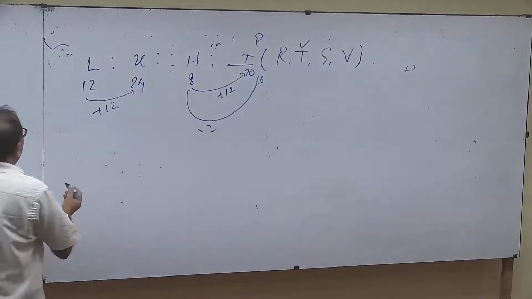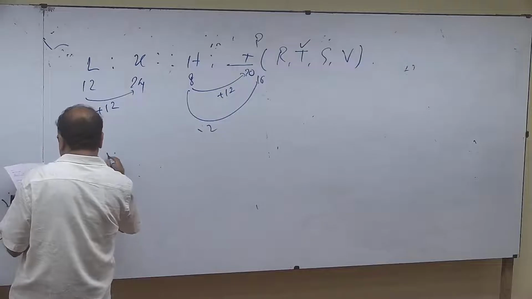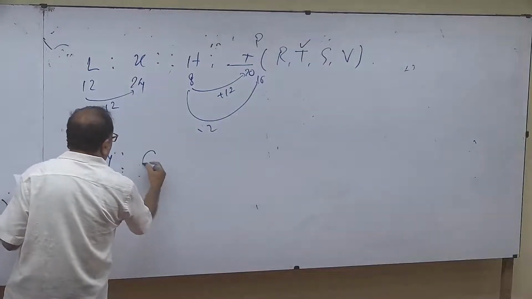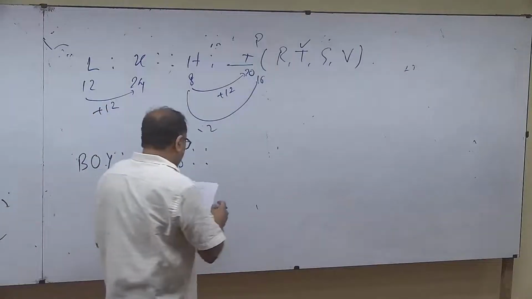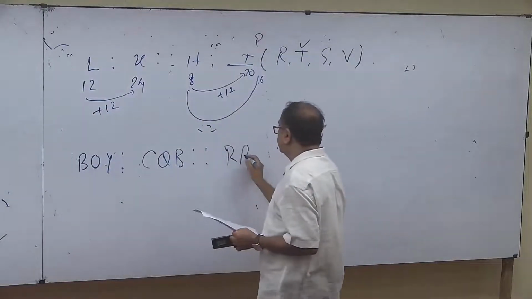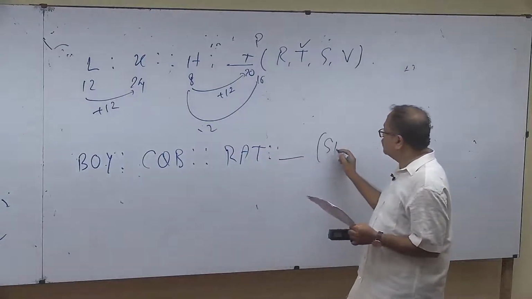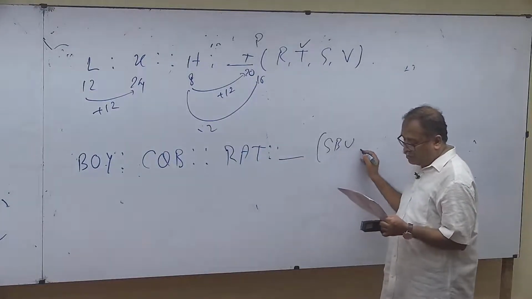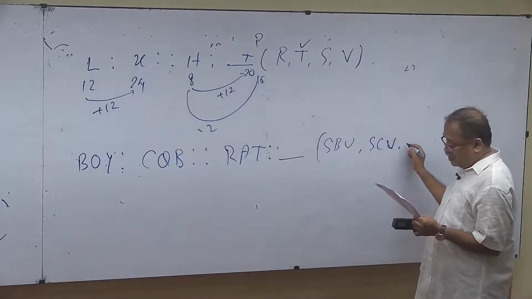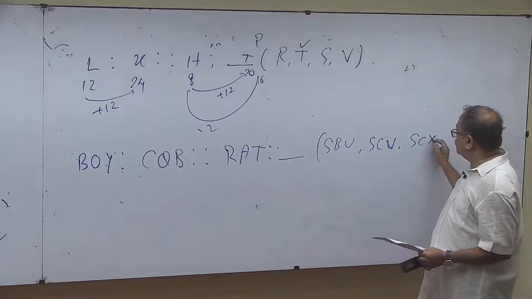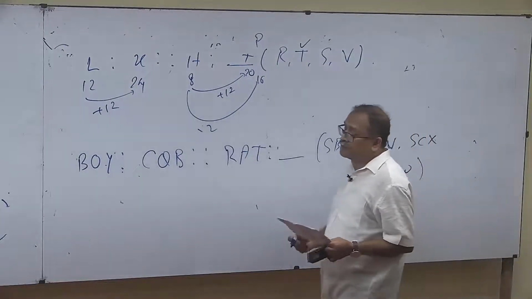Okay. So the next one is: if a boy is written as CQB, then rat will be written as SBU, SCV, SCX, and the last one SCW.